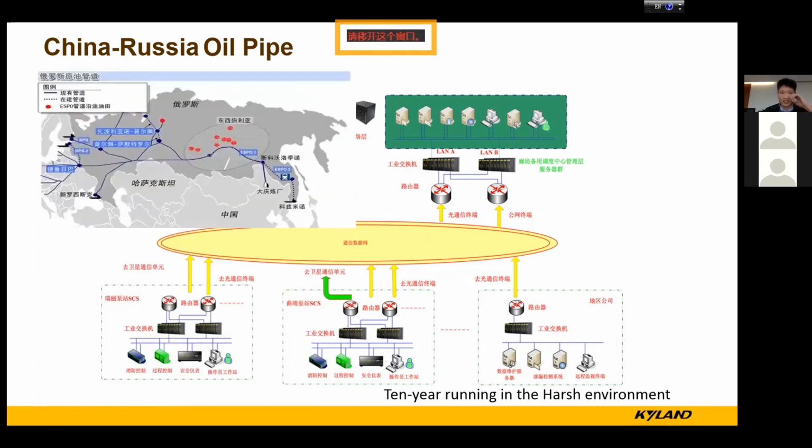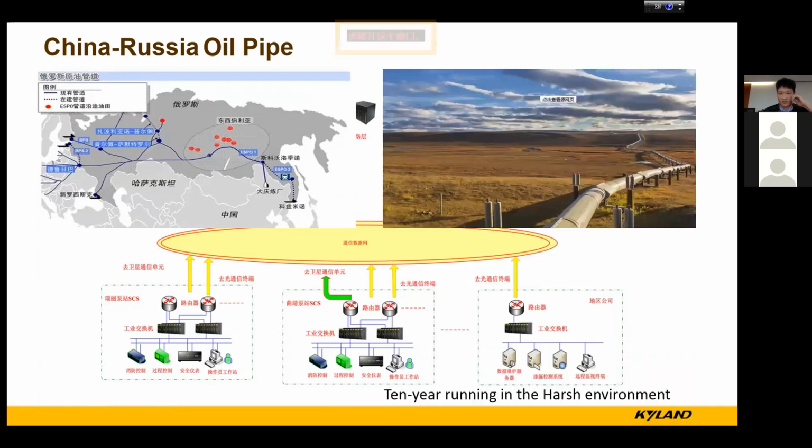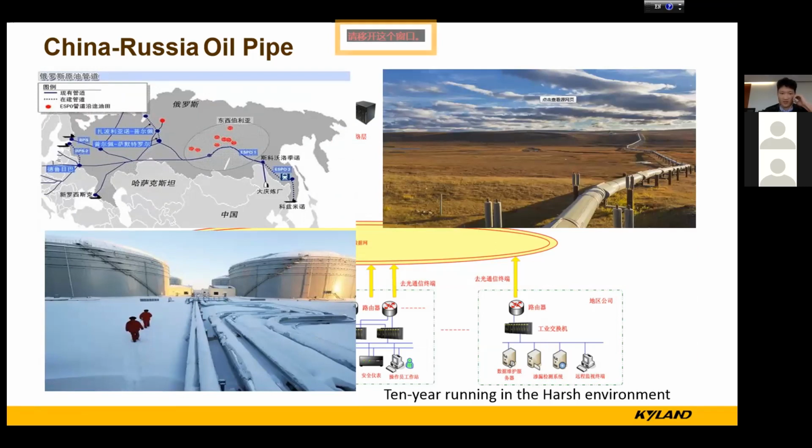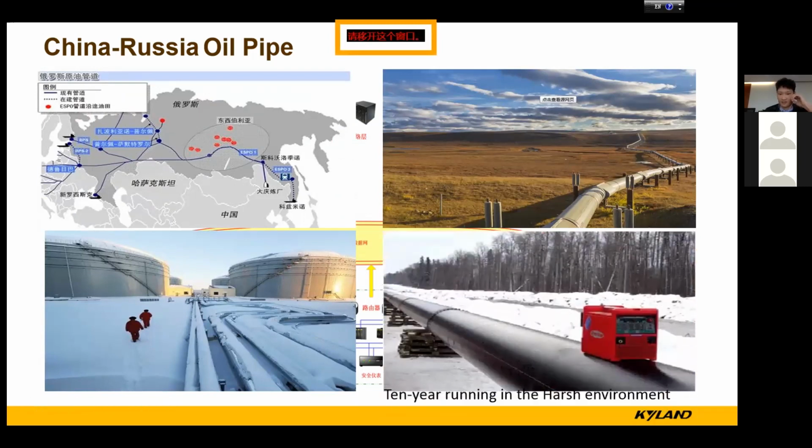And these are some photos. This is the pipeline from Russia to China. And these are some pictures. In winter, it is very cold since it crosses cold areas. Till now, it has been running continuously for 10 years in the harsh environment.